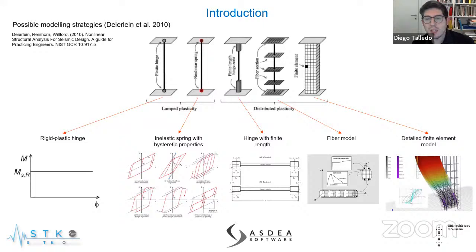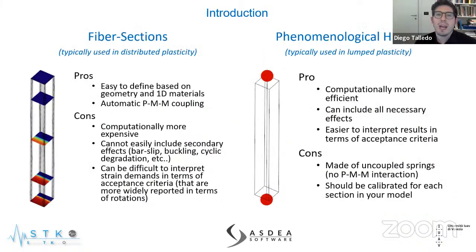Basically, we have a specific integration method along the length of the element that permits to calibrate the plastic hinge length, making it more easily controllable with respect to the standard distributed fiber section. So, summarizing, we have on one side fiber sections that, as we said, are typically used in distributed plasticity.